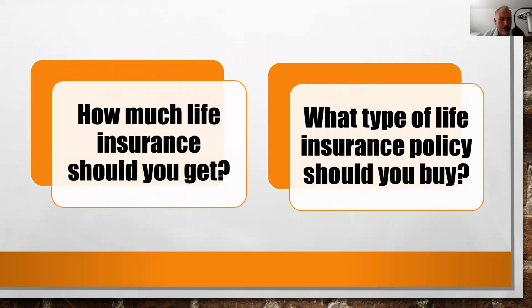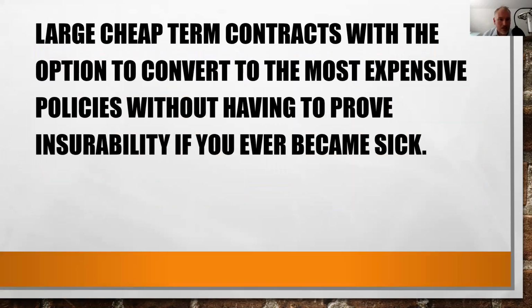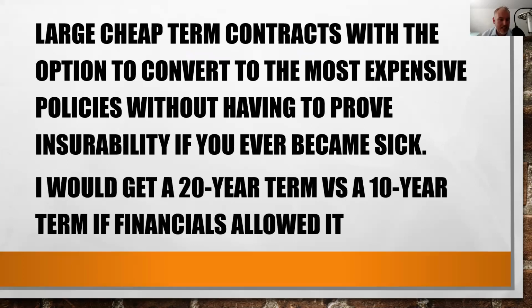So there you go. So how much life insurance should you get? And what type of life insurance policy should you buy? The answer is this: large, cheap term contracts with the option to convert to the most expensive policies without having to prove insurability if you ever became sick. And my caveat to that is this: I would get a 20-year term versus a 10-year term if financials allowed it.